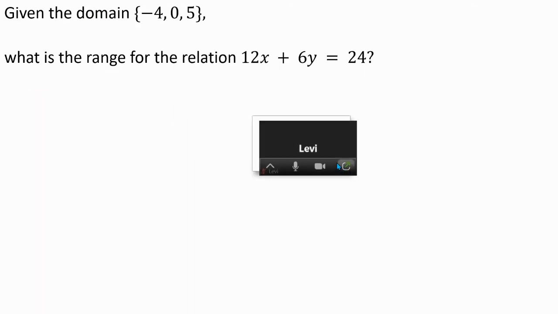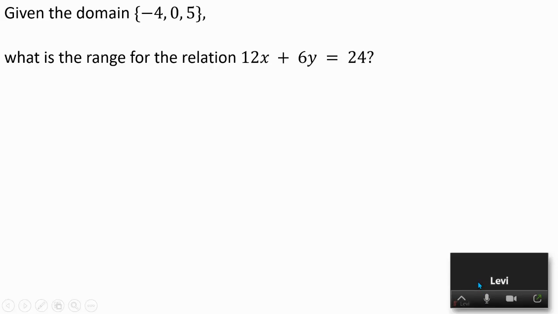Okay, this is important. So this is a little bit of a different topic. So back to notes. Write this down. Given the domain of -4, 0, and 5, what is the range for the relation 12x plus 6y equals 24? So take a moment and copy this down, and then we're going to solve for the range that goes with this domain that they're giving us, okay?